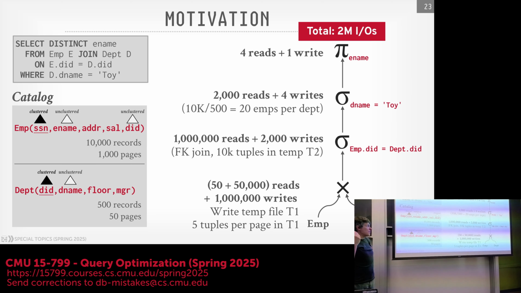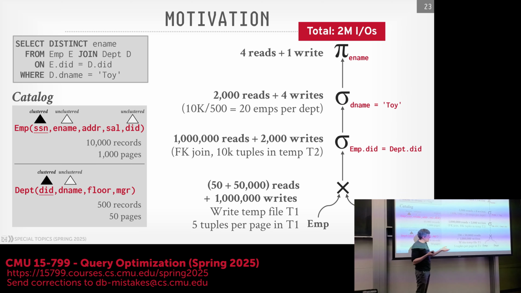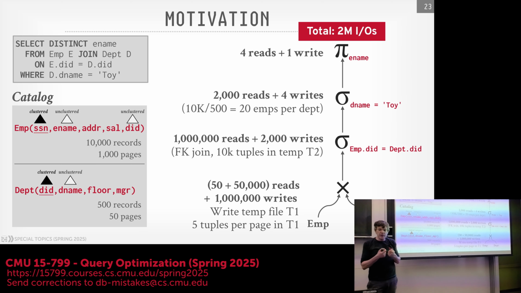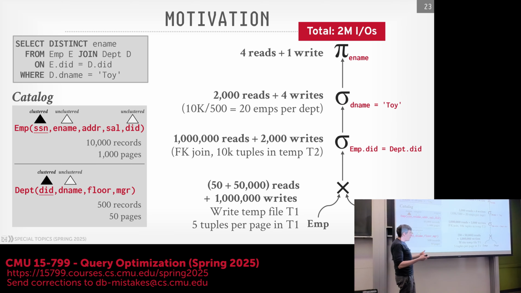So again, in this case, it was an exact or literal translation of the SQL query into relational algebra. For this example, for this database, this query would take 2 million IOs. And say IOs is going to be our cost metric to determine whether one query plan is better than another, or what the cost of executing a query is, right? How much disk IO did I do?